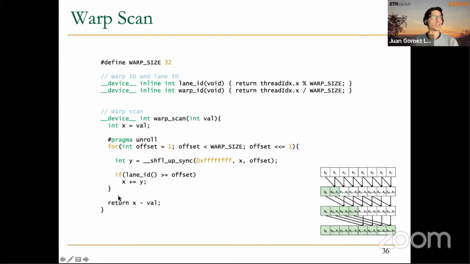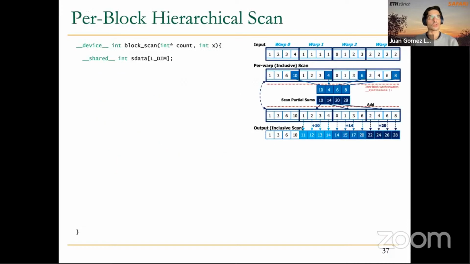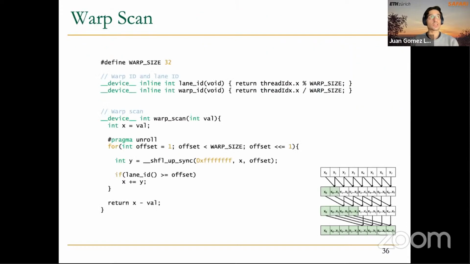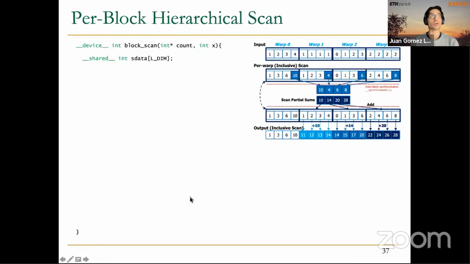In particular, by the way, as you can see here, because we are subtracting the input value, this is an exclusive scan. But in the end, as you have seen, there is not much difference between inclusive and exclusive scan. So now let's see how we use this warp scan in order to implement our per-block hierarchical scan. And this is the figure of our per-block hierarchical scan.